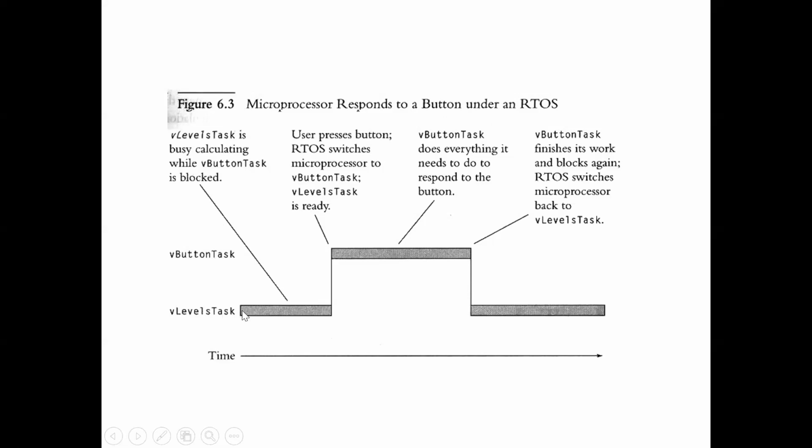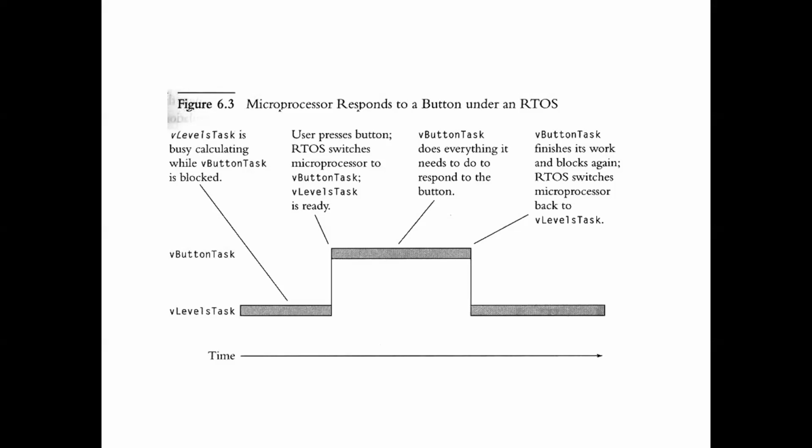Now just see, there are two tasks. I have told you the level task. Now what is the priority of the level task? Low level. So it's a low priority task. And I have another task, that is the button task. Now what is the priority of the button task?